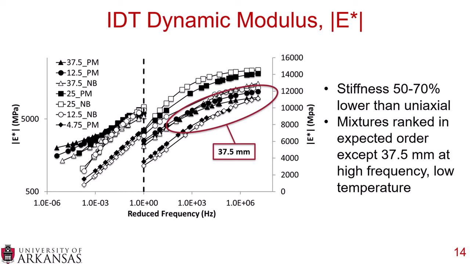And this is a warning sign, because if one of the aggregate sizes at the extreme starts falling out of line, this made us start thinking, is perhaps the 37.5 millimeter mixture too large for the IDT, because the data is no longer falling along the expectations that we expected to see.